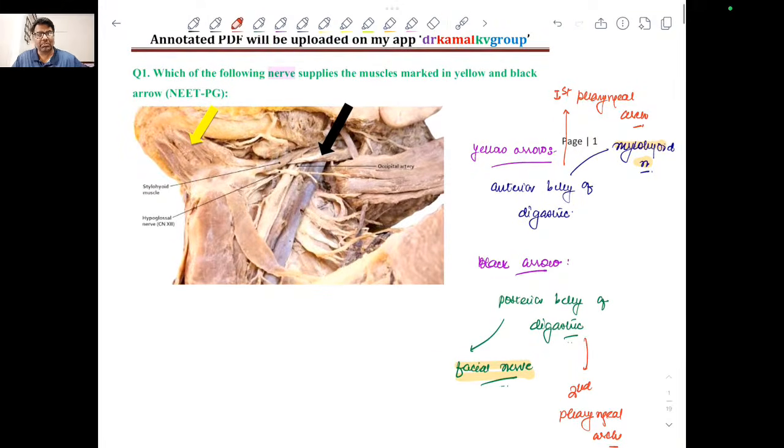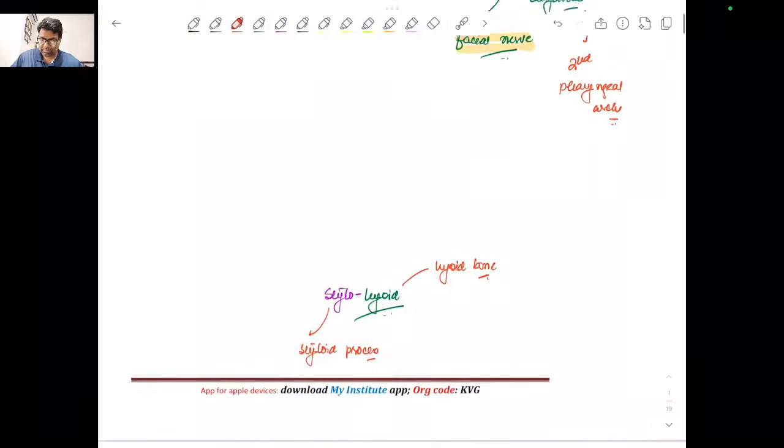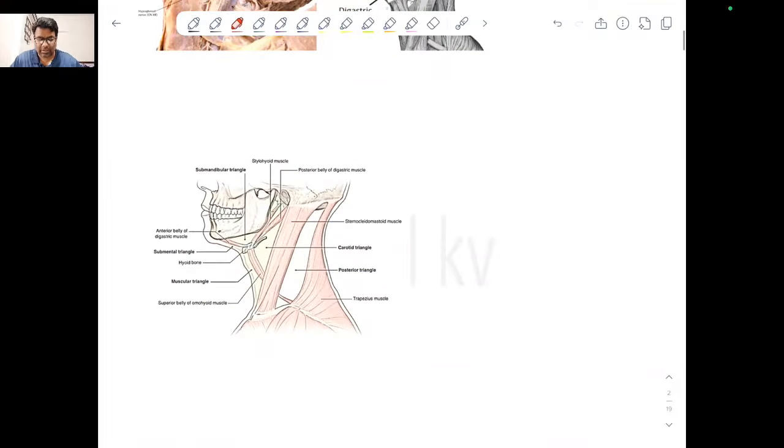So anterior belly of digastric, posterior belly of digastric, and this also gives a little bit of freedom to discuss the triangles of the neck. Okay, so what we can do here, we can take this as the anterior belly of digastric, and this as the posterior belly of digastric. Between the two, this is the stylohyoid muscle coming from the styloid process. Okay, so anterior belly, posterior belly, and stylohyoid.